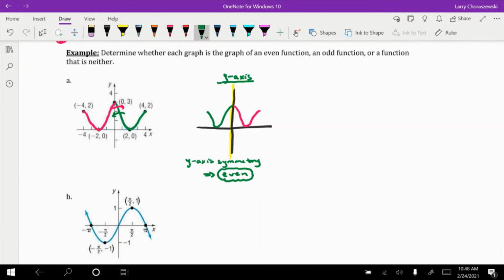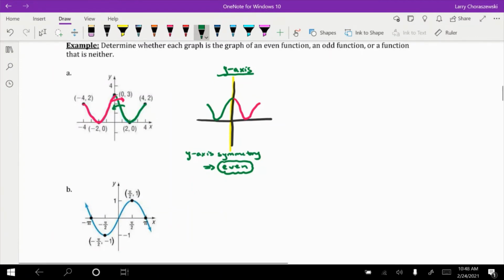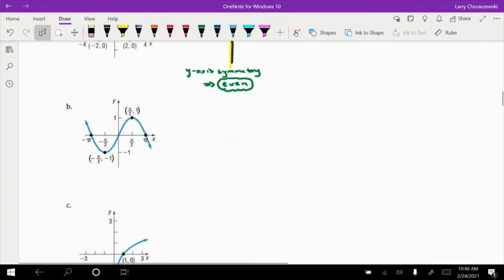All right, but if you do your y-axis reflection and it doesn't match up, you want to proceed to do your x-axis reflection. So let's see if that applies with our graph in part B. We'll do a y-axis reflection with this graph. Again, pardon my drawing. I'll start with the piece that's to the right of the y-axis. That's going to get mirrored across it.